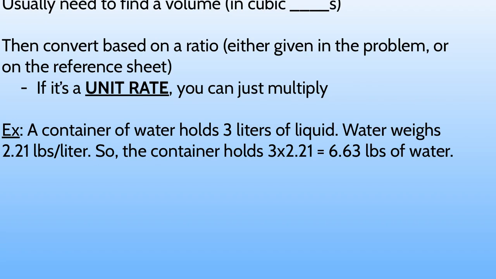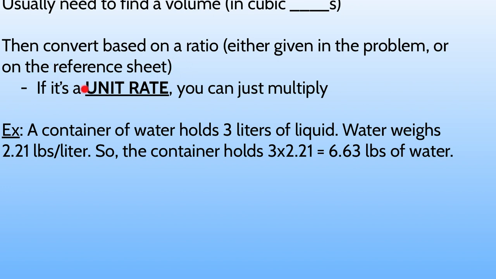So, on a lot of word problems in geometry, for the Regents exam especially, usually what you need to do is you need to find a volume. Almost all of them are like find a volume. Sometimes they give you the volume, and it'll be in cubic blanks, whatever it is, cubic feet, cubic inches. Then you convert those cubic whatevers based on some ratio they either give you in the problem or make sure to check the reference sheet in the back of the test as well.